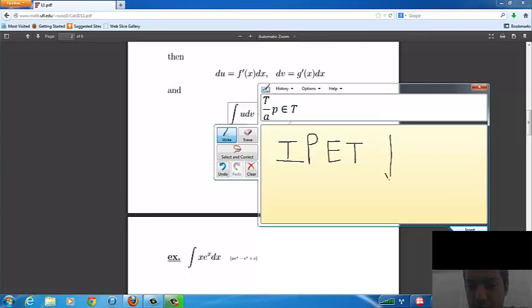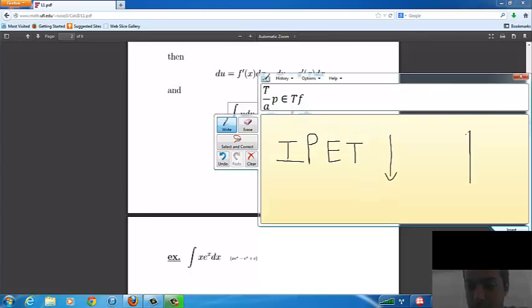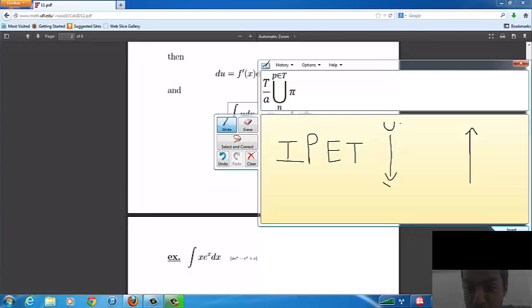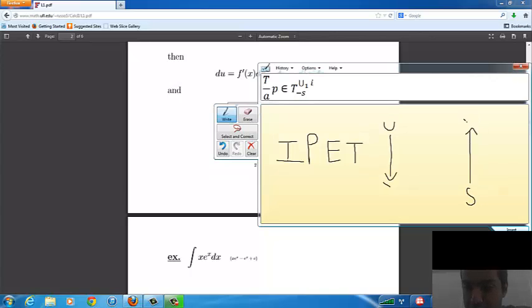Our tabulating method begins with two arrows. These are our two arrows, one going down, one going up. The arrows really have no significance. It's just a little thing to help remember what you have to do. The down arrow will always be your derivative, and this is our u, and your up arrow will always be our integral, which is our v. And now that we have that, we can pretty much go from there.